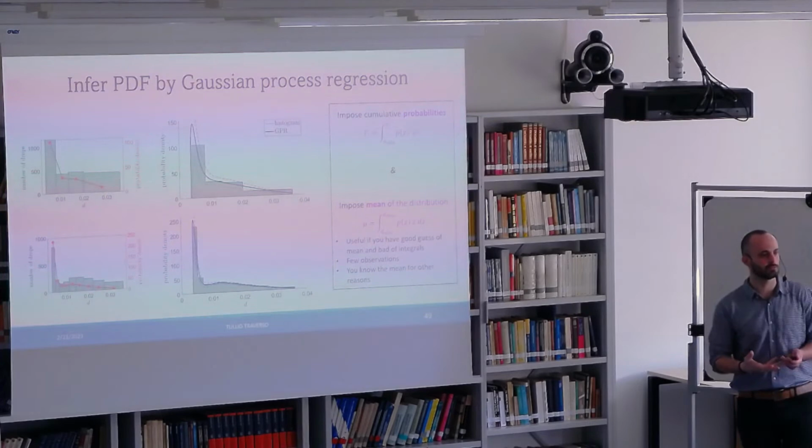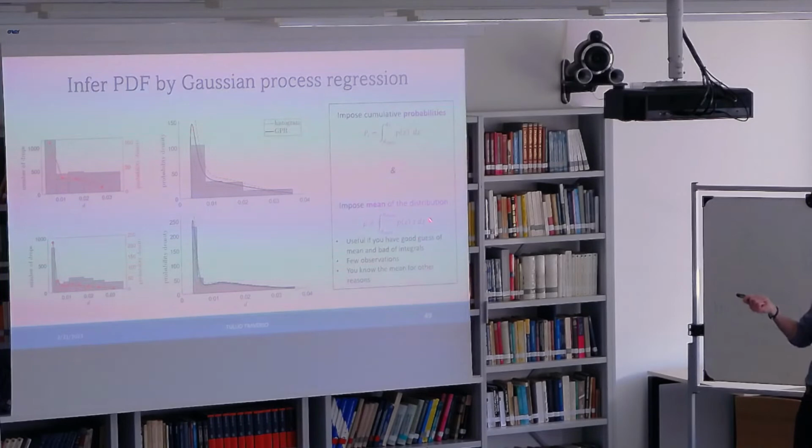So in reconstructing this, we can also impose the expected value of the drop size distribution, which, of course, we estimated based on the mean of the population that we obtained with the simulation. So we have imposed these things, and we have reconstructed the PDF. Now, what happens if we do it the naive way?